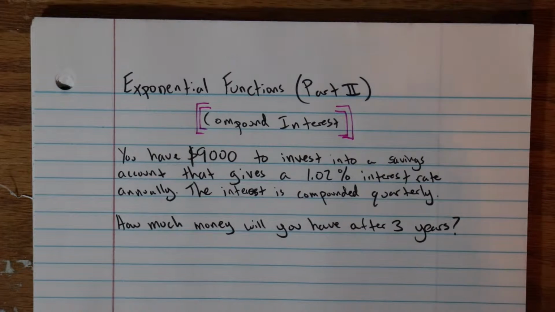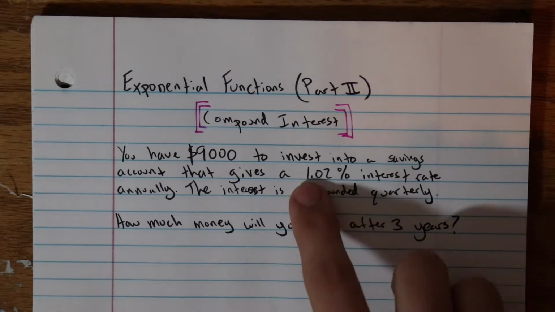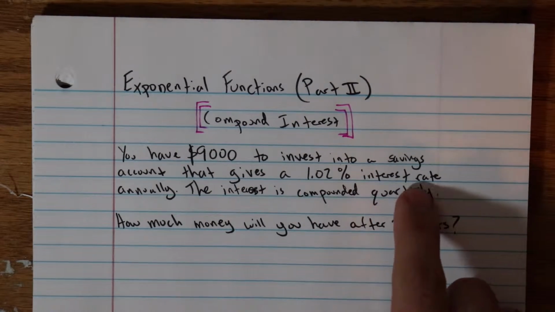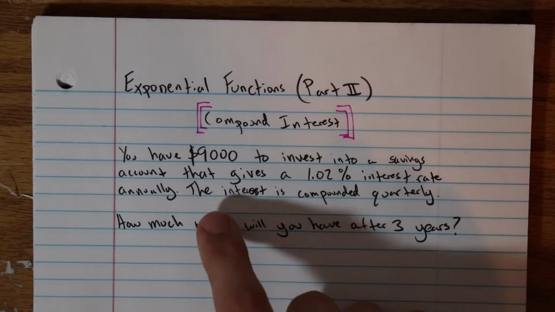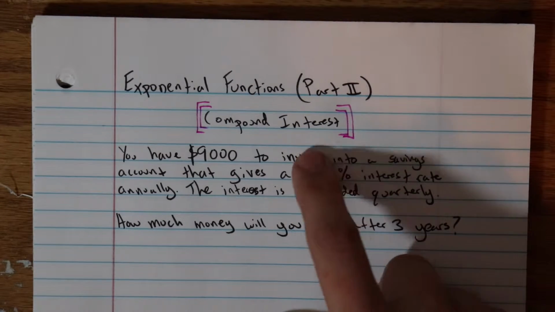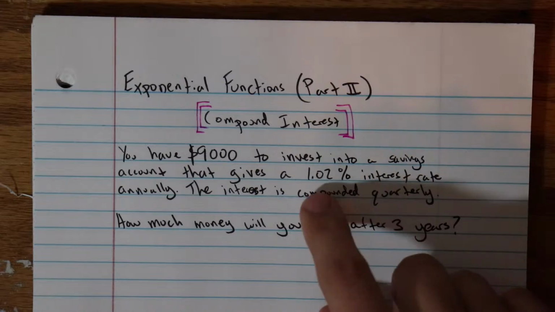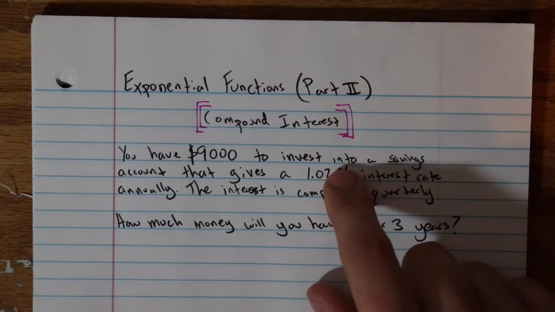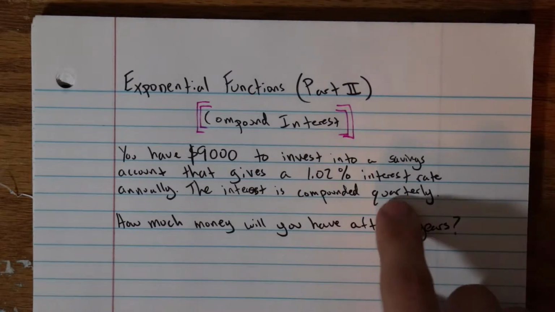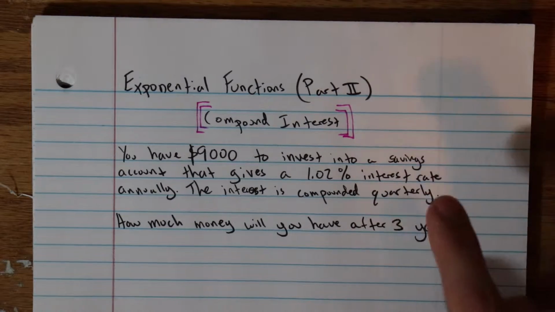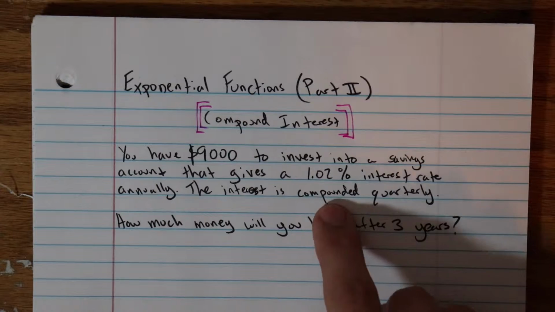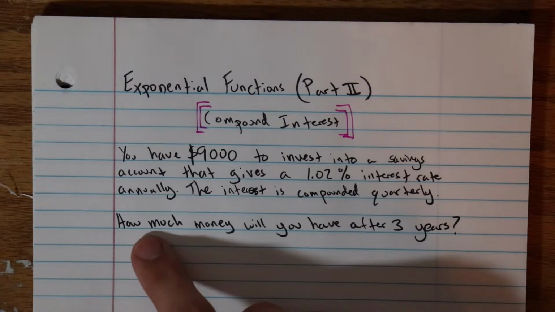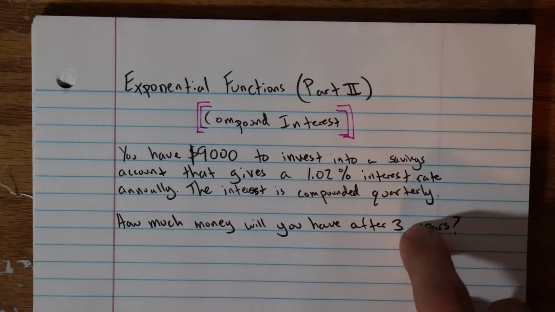You have $9,000, let's say, to invest in a savings account that gives a 1.02% interest rate annually. So at the end of the year, you're going to get that interest rate, but your money will not just grow at the end of the year. The bank is going to let your money grow 4 times out of the year. So that's called compounding quarterly. So this interest rate is going to be compounded quarterly. The question is, how much money will you have after 3 years?